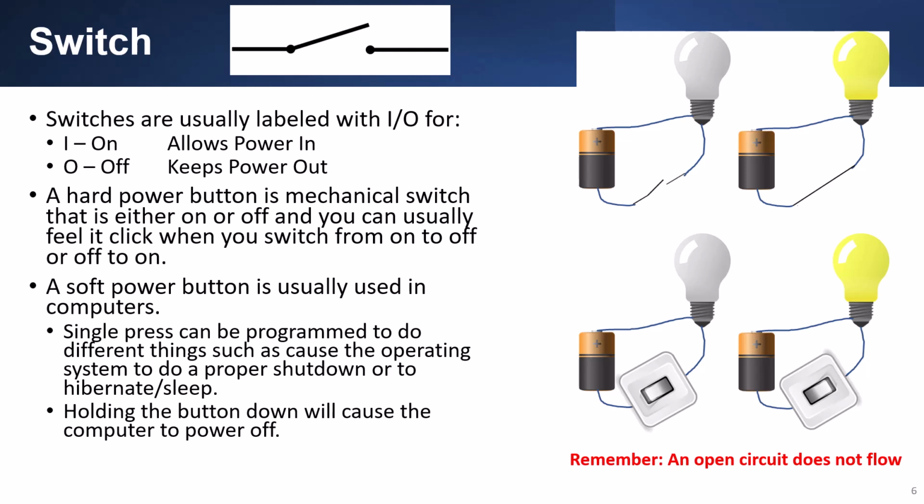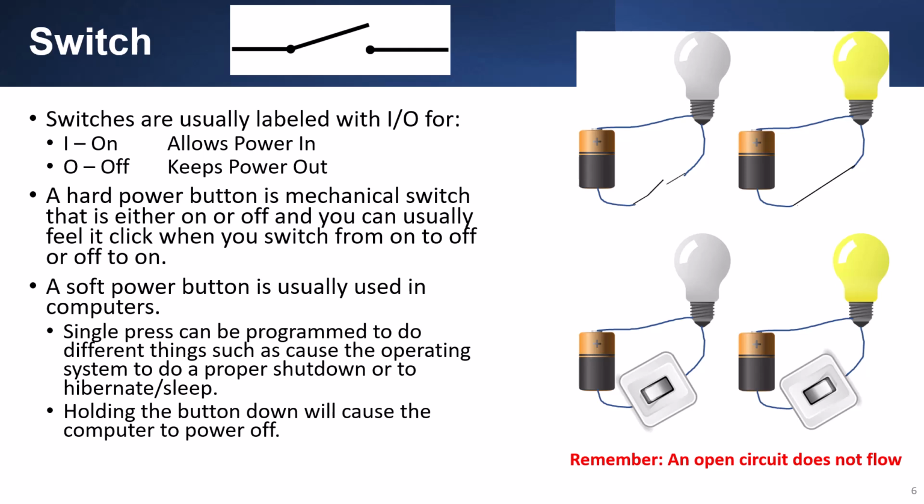On electronic devices, switches are often labeled as I/O. I/O stands for input-output, which in this case is a little misleading when dealing with electrical power. With switches, I is on and O is off. You can think of I as letting power in, while O is for off or keeping power out.